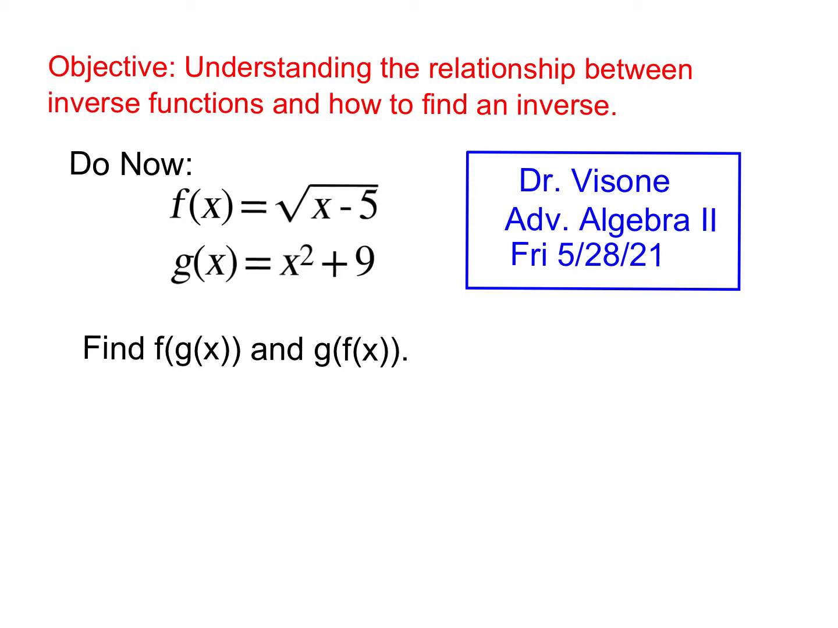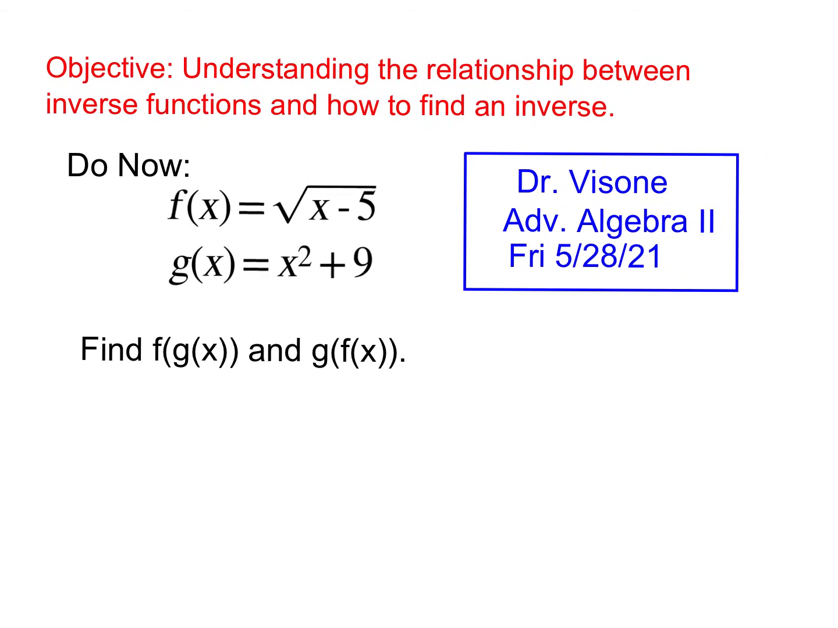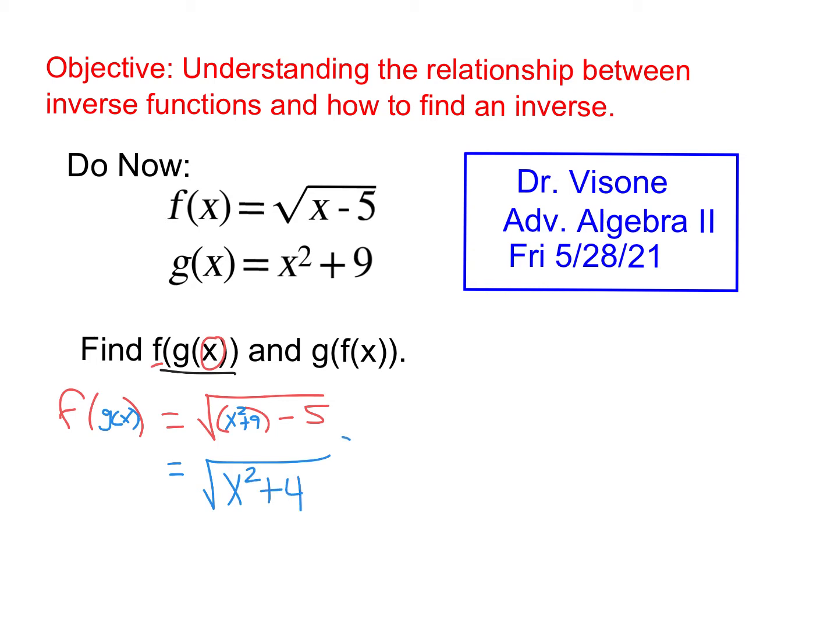Alright, so I want you to start off by finding f of g of x, and g of f of x. Whenever we have an x, we're really focused on the outside function because the inside is not going to change. So I'm finding f of something. F is the square root of x minus 5. But what are we finding f of? F of g of x. I'm going to put g of x in there. But what's g of x equal to? X squared plus 9. So I'm putting x squared plus 9 in the parentheses. That's the square root of x squared plus 4. And that's your answer. You cannot simplify that.